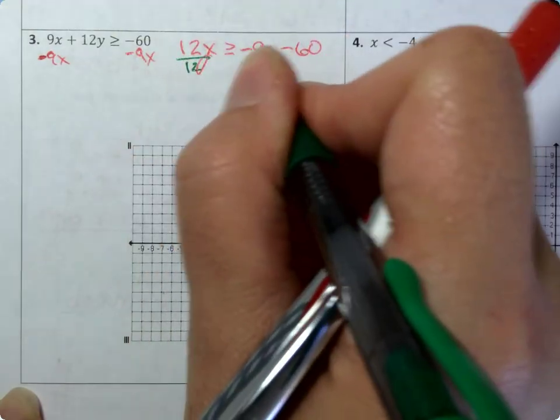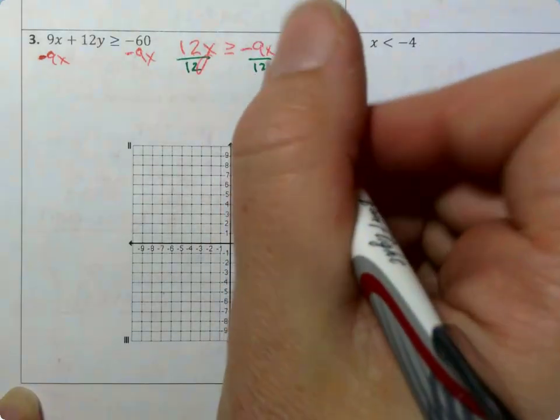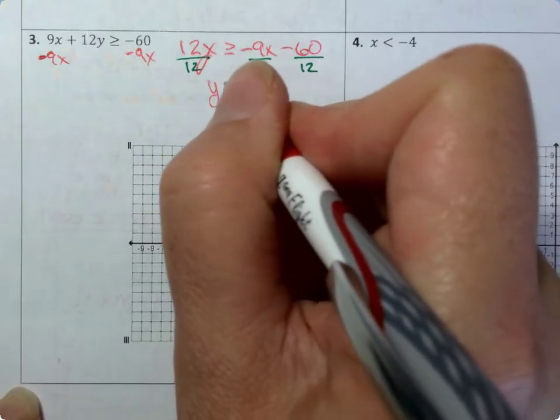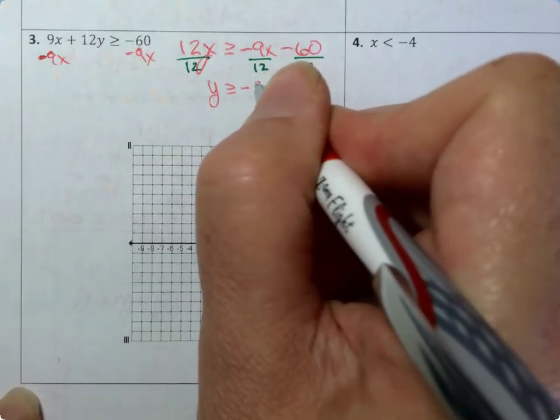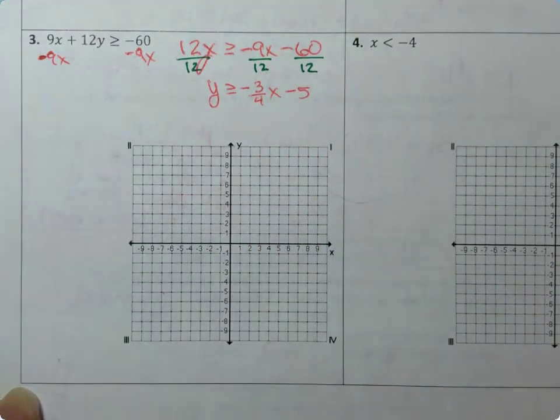Now, you want to keep everything as a fraction. No mixed numbers, no decimals. I didn't divide by negative, so I'm not flipping the sign. Y is going to stay greater than or equal to, but we're going to reduce it to -3/4 x minus 5.